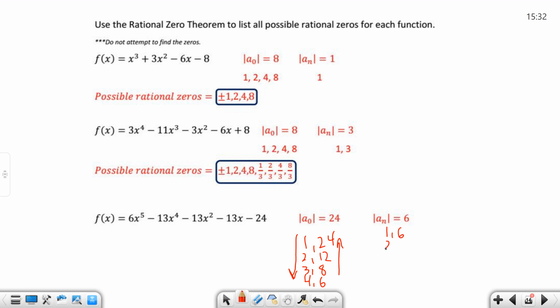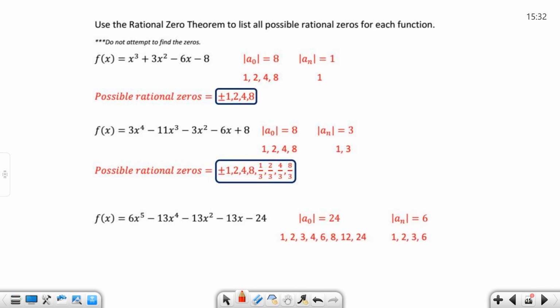And then here, 1 and 6, and 2 and 3. And I go down and back up. So it's going to be 1, 2, 3, 6. Okay? So that's my factors I have listed here. 1, 2, 3, 4, 6, 8, 12, 24. 1, 2, 3, 6. Then I take every factor here and put it over every factor here. So I have 8 things here and 4 here, which means I'm going to have 32 fractions.